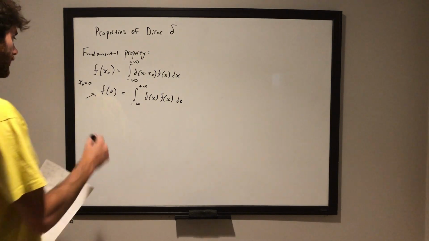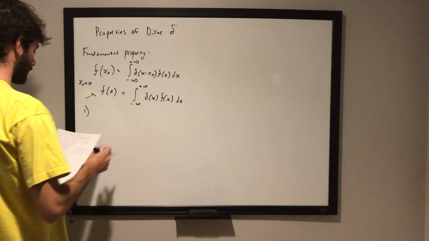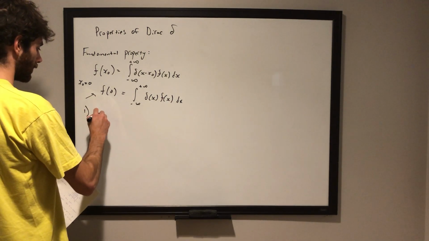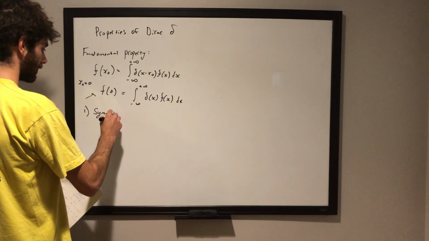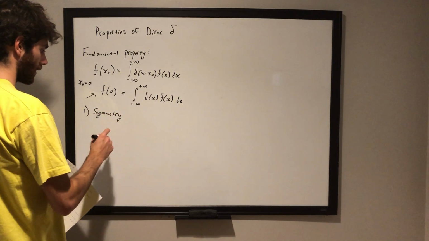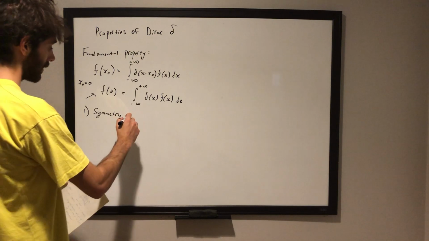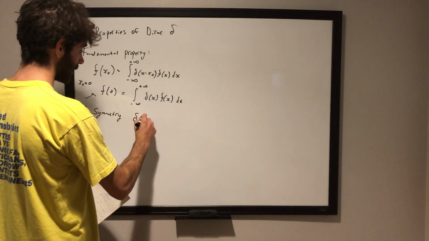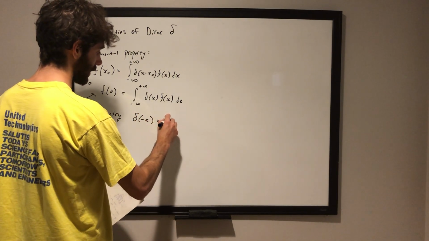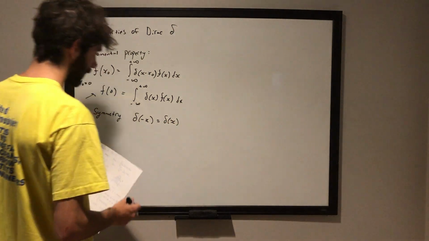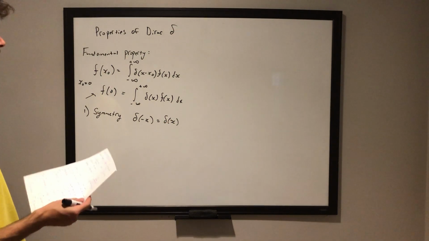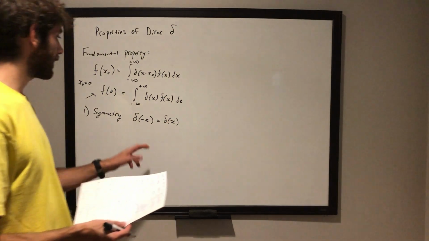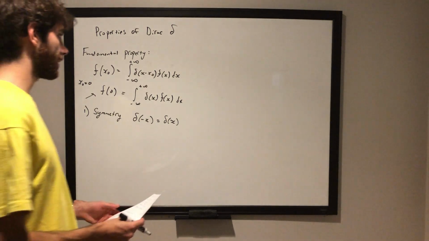Okay, so the first one is just a very simple one, the symmetry property, which just says that delta of minus x equals delta of x. Okay, so that's useful. And it should be relatively clear if you remind yourself how we got here.